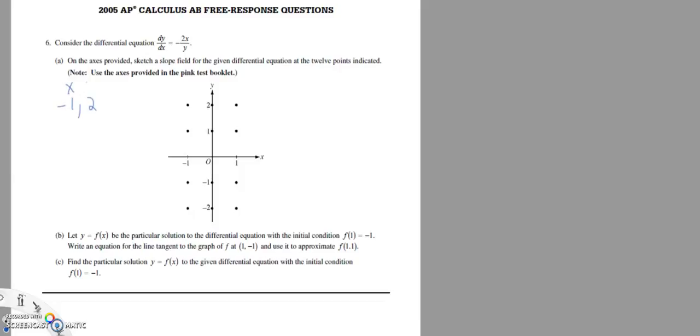This is x, this is y, so now we need the slope. If you plug it in, you're going to get 2 over 2, which is 1. The slope over here needs to be 1. So you're going to draw a slope of 1. Make sure it has the right steepness.